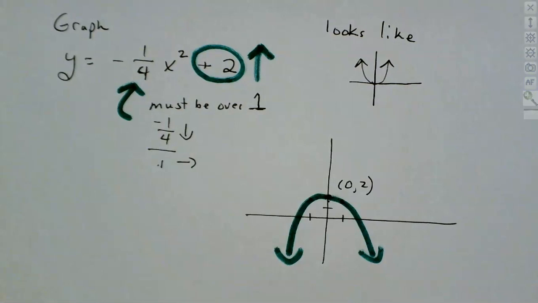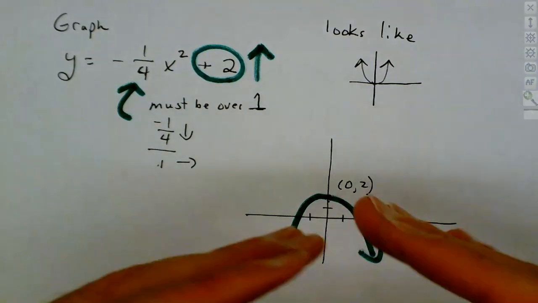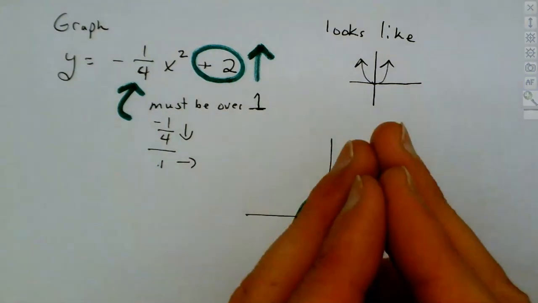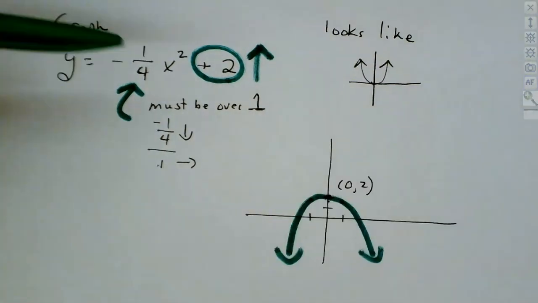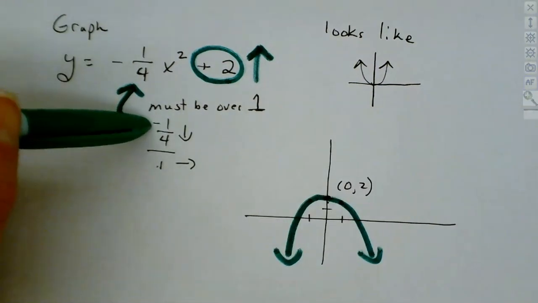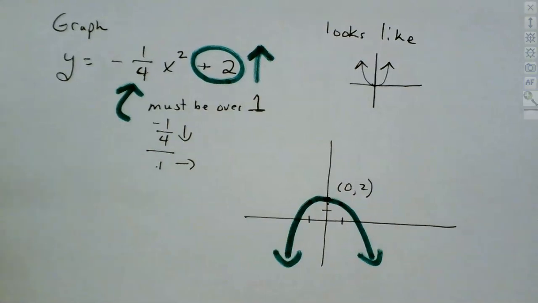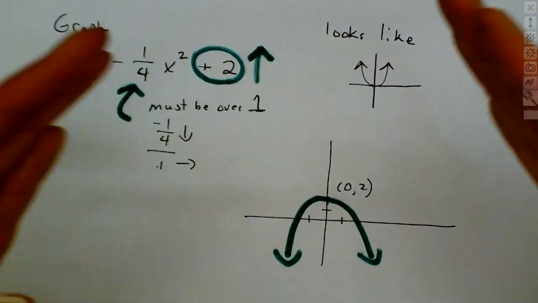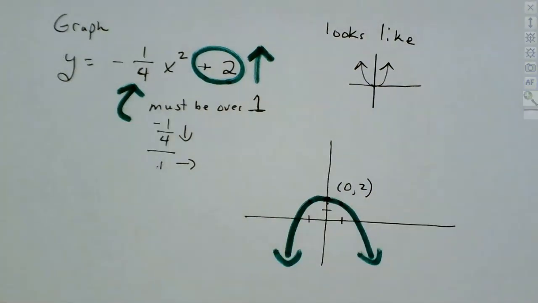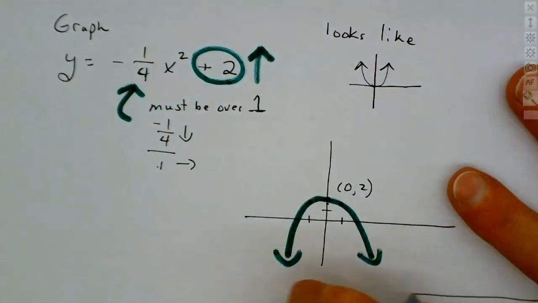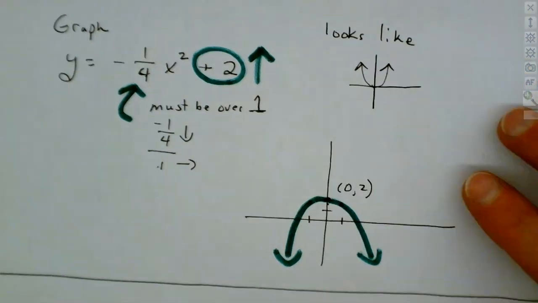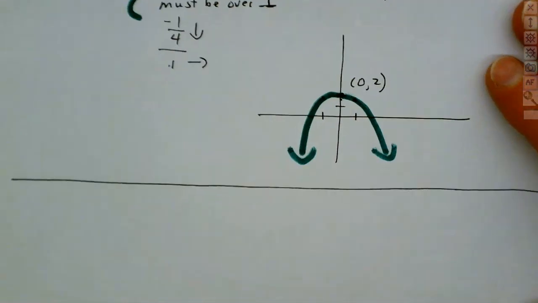Now, why is it so wide? Why is it wide like this and not narrow like this? Well, it's a fraction. Anytime you have a fraction, it's going to make it wider. Right? Whole numbers make it smaller, make it more narrow. Why is it upside down? Well, it's upside down because it was a negative in front.